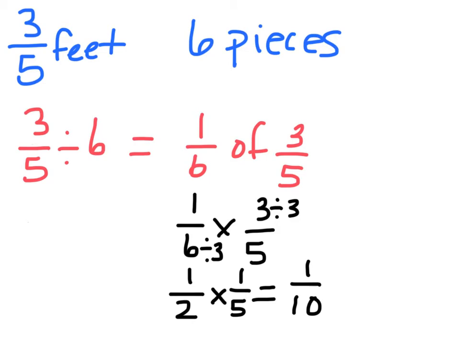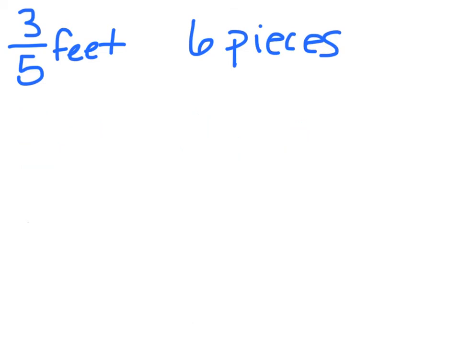Now let's move on to method 3, using the reciprocal. In method 3, we once again begin by writing our division problem, 3/5 divided by 6. Now we need to send our problem through the reciprocalinator so that we can solve. And here's what the reciprocalinator does.